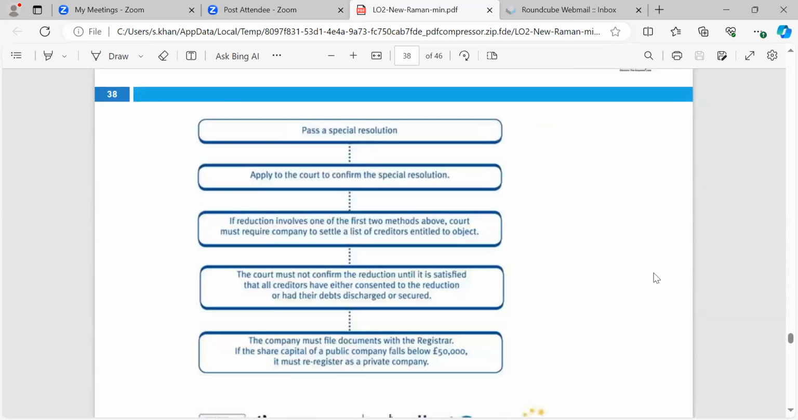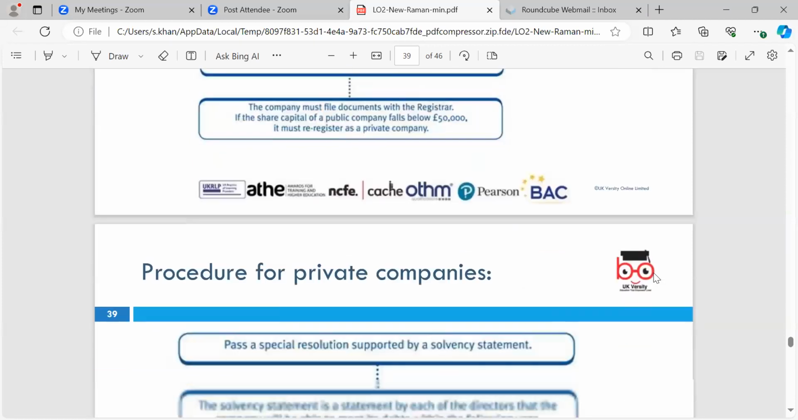Procedure for public companies. They pass a special resolution. They apply to the court to confirm the special resolution. If the reduction involves one of the first two methods above, the court must require the company to settle a list of creditors entitled to object. The court must not confirm the reduction until it is satisfied that all creditors have either consented to the reduction or had their debts discharged or secured. The company must file documents with the registrar. If the share capital of a company falls below £50,000, it must re-register as a private company.